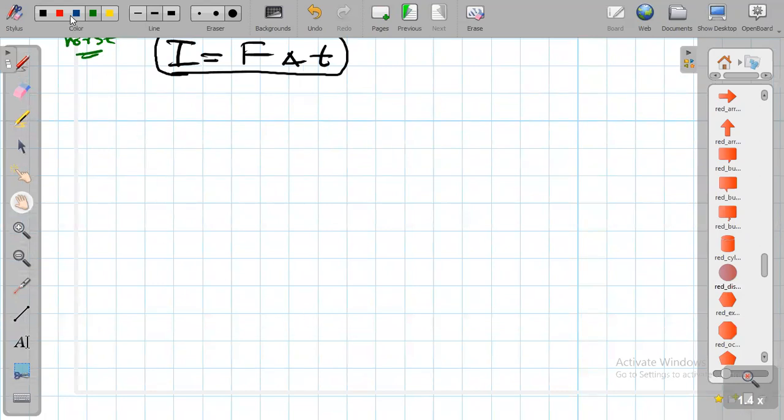Now, this force, by definition, is the rate of change of momentum. Force equals delta P over delta T. And we just found the change of momentum. What is it? Okay, just write it, doesn't matter. I have to go for two objects, the collision of two objects.